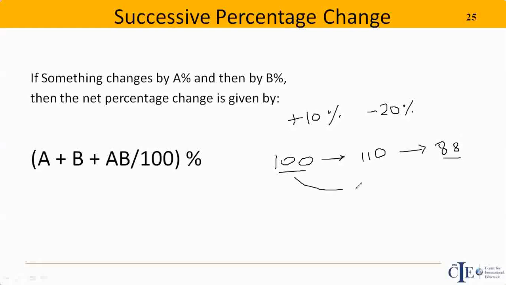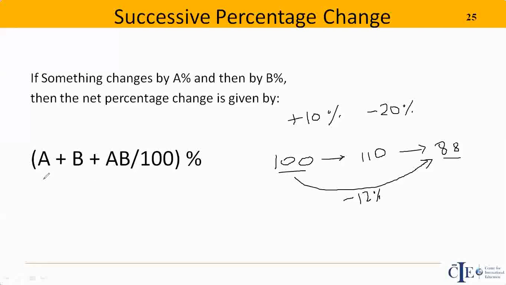So what is the effective change? The effective change is a 12% decrease, so reduce by 12 overall. Although I increased first by 10%, I then subtracted 20% of a larger number. So you increase by plus 10 and then decrease by minus 22. Effectively, it gave me a difference of minus 12.